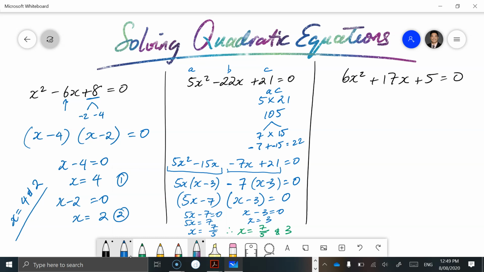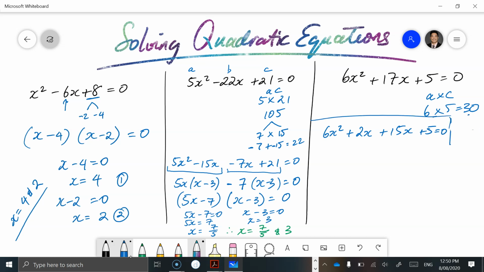So we have 6x squared plus 17x plus 5. What's a times c? 6 times 5 is equal to 30. Do we have factors of 30 that add up to 17? Yes, we've got 15 and 2. So we could say that 6x squared plus 2x plus 15x plus 5 is equal to 0.